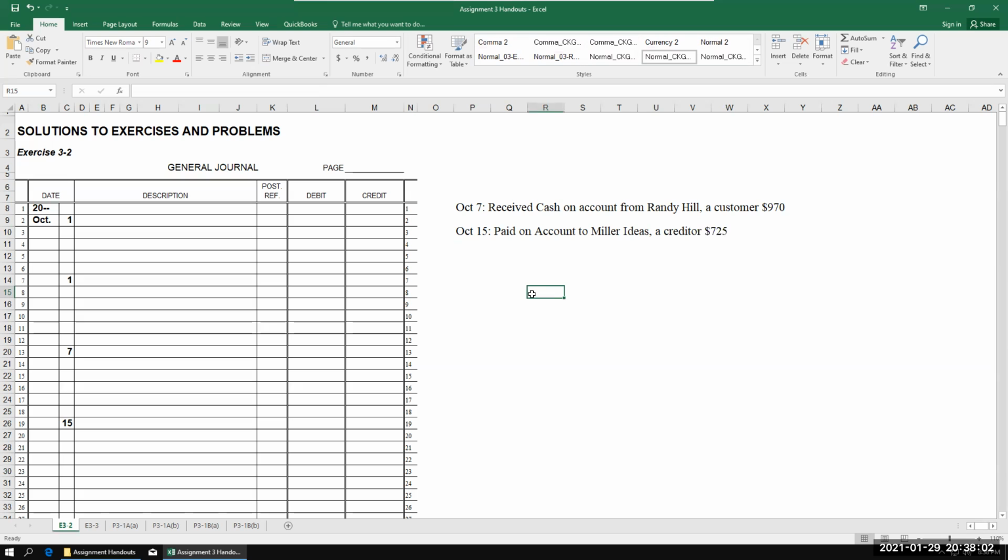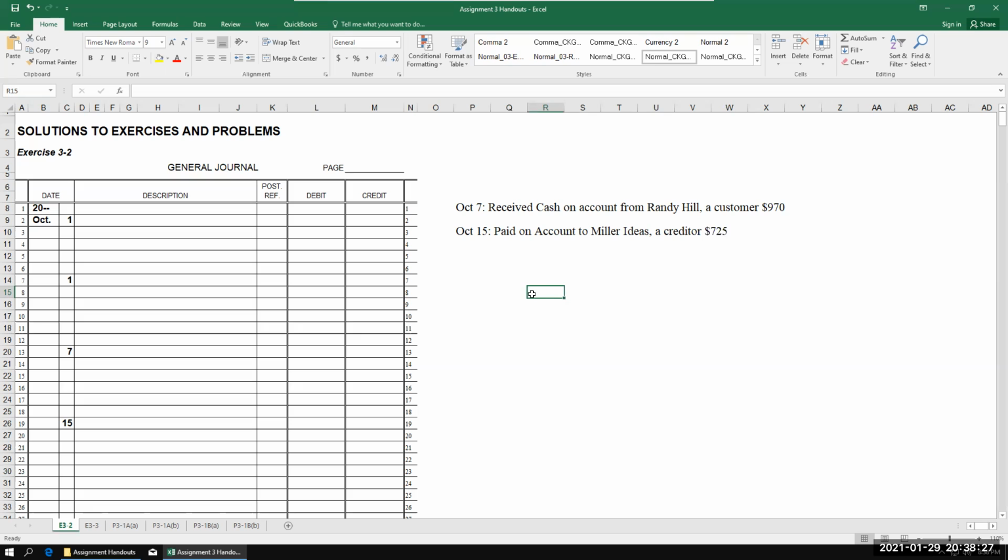So what's happening here in both of these cases is that these transactions that occur on the 7th and the 15th are referring to previous transactions. And even though we don't know what those transactions are, the transaction sentence here lets us know what's going on. So we can look at what's happening and what accounts are being affected.